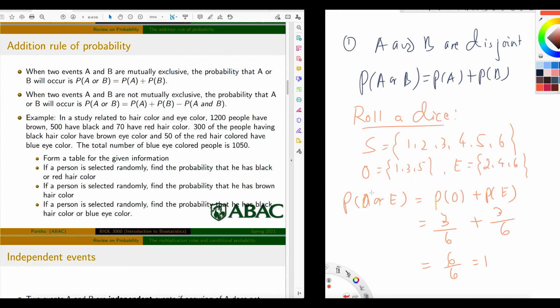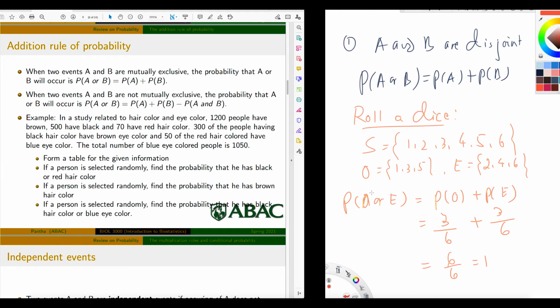What does that mean? That means 1 is the 100%, right? Because the maximum probability is 1. That is the 100% probability. Meaning that if you roll a dice, then the chance of getting either an odd or even number of dots is 100%, because you will get either odd dots or even dots. Okay, that's what you get.